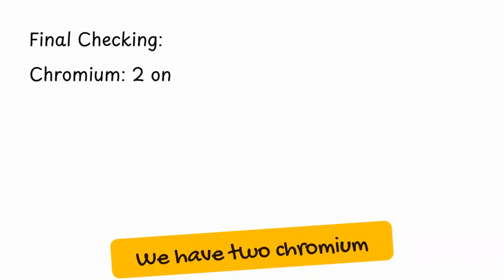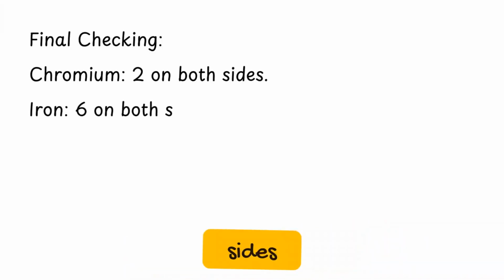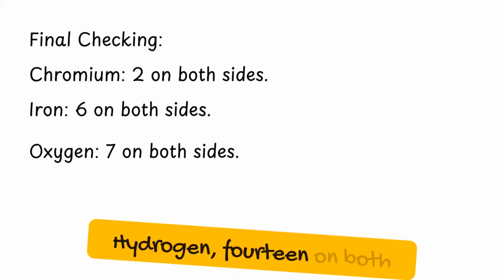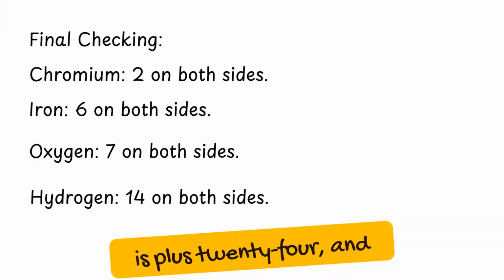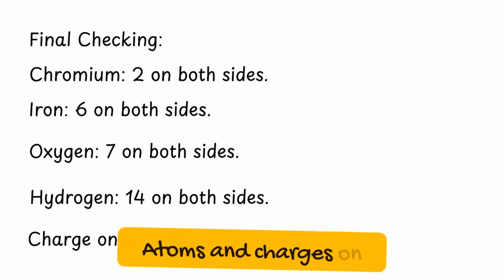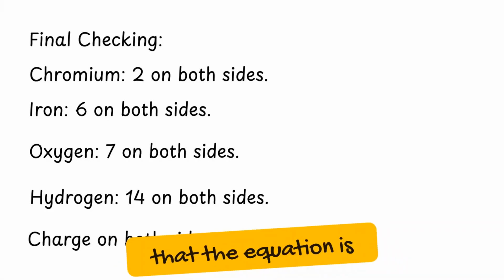We have 2 chromium atoms on both sides of the equation. Iron, 6 on both sides. Oxygen, 7 on both sides. Hydrogen, 14 on both sides. Charge on the left is +24, and charge on the right is also +24. Atoms and charges on both sides of the equation are balanced. We can now say that the equation is balanced.